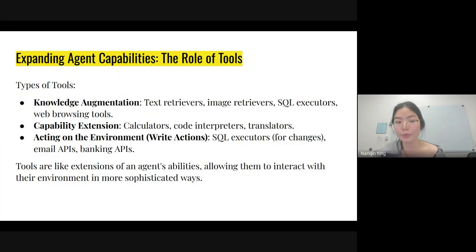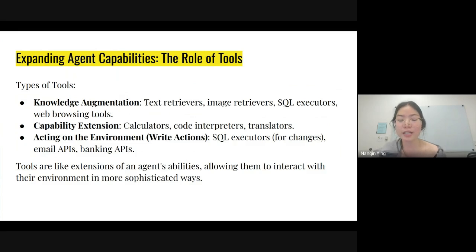And the third one is different from the previous tools, that is write actions. They allow the agent to act upon their environment. For example, with email APIs they can send emails, or if they use a banking API, they can do transfers for these users.